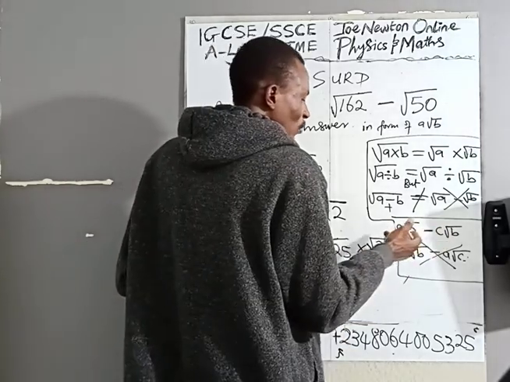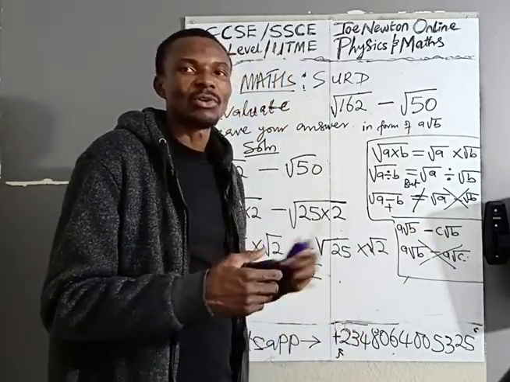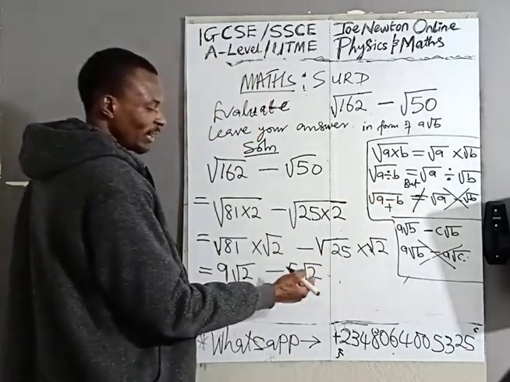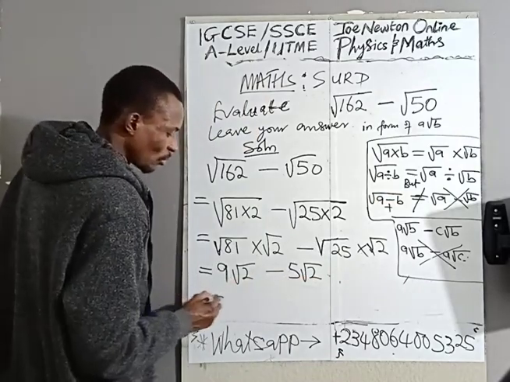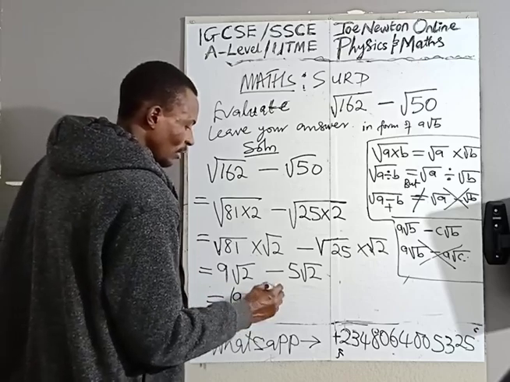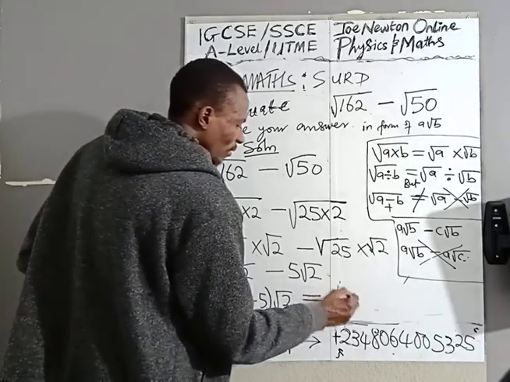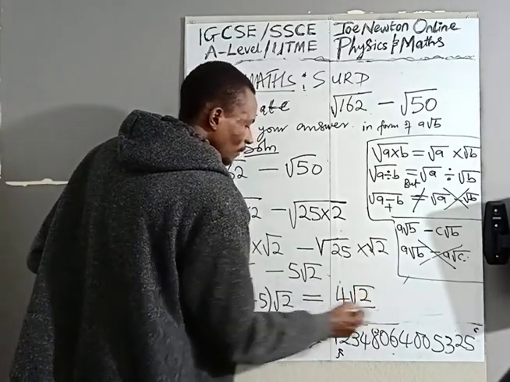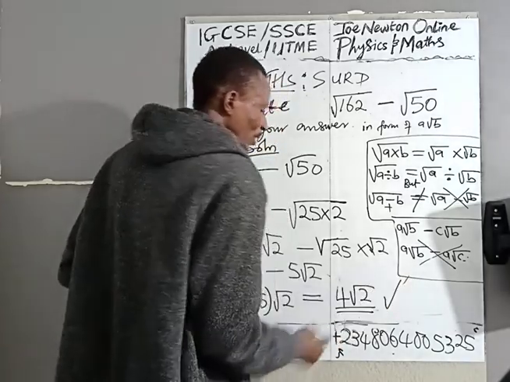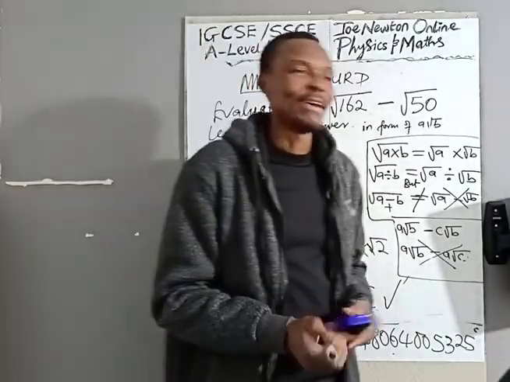But when the surds are the same, you operate on the outside integers, either you add or subtract, and take the surd as a common factor. In our condition here, this is surd 2, this is surd 2. So we are bound to go further. It becomes 9 minus 5, surd 2. 9 minus 5, of course, is 4. We obtain 4 surd 2. So this is our answer. Finally, it's 4 surd 2. So you can see that our answer is in the form A surd B. Good. So that's the final answer to this question.